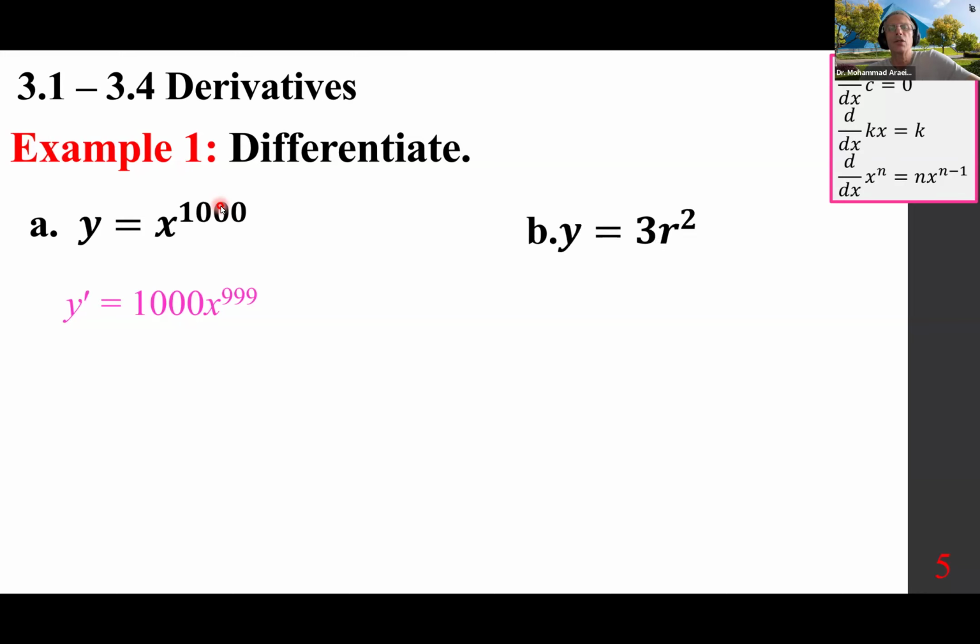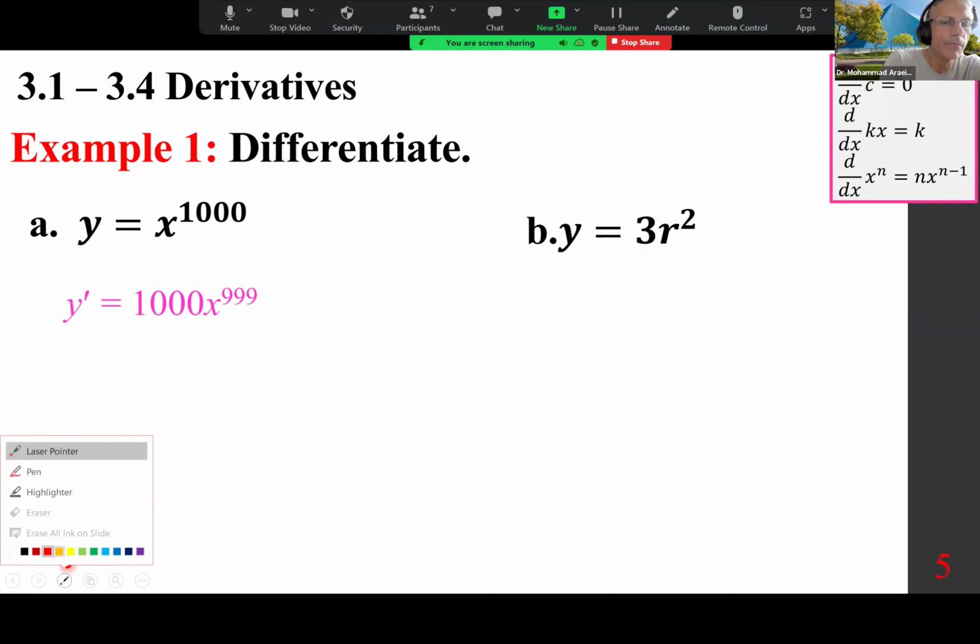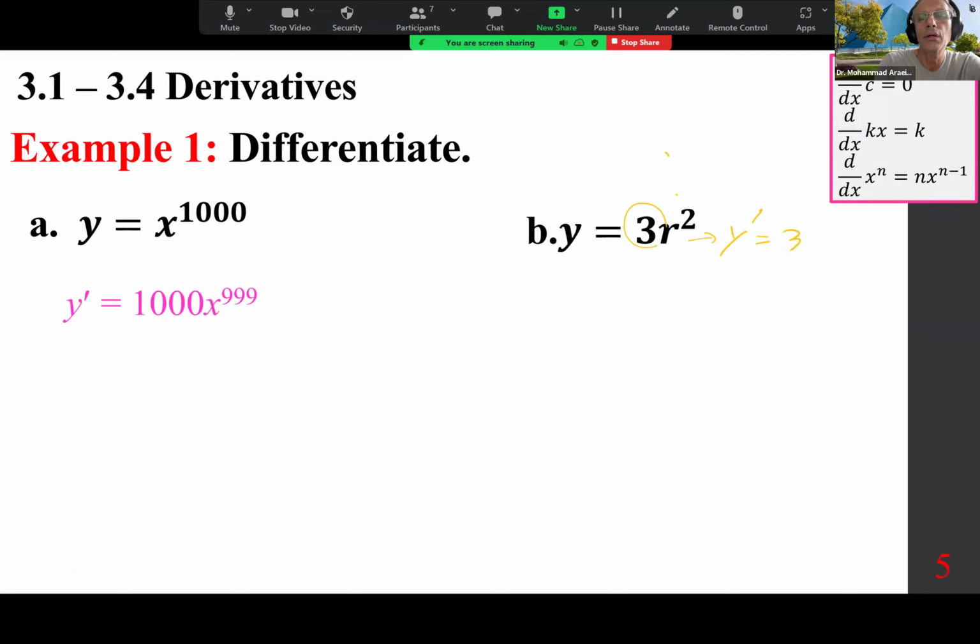If I want to differentiate y equals 3r squared, the 3 remains. So I'm going to write y prime is 3 times, now r squared is 2 times r to the power of 2 minus 1, or simply 6r. Now, what I want to mention is the notation dy dr and d dr of 3r squared, because we have different notations for differentiation: y prime, f prime, d dx, which makes it the Leibniz notation.